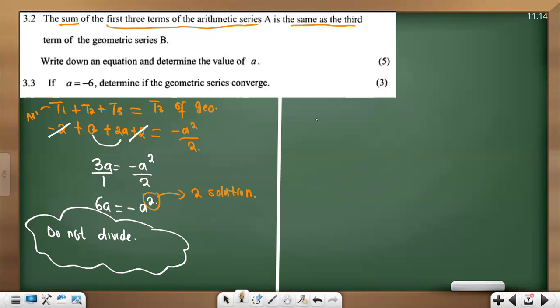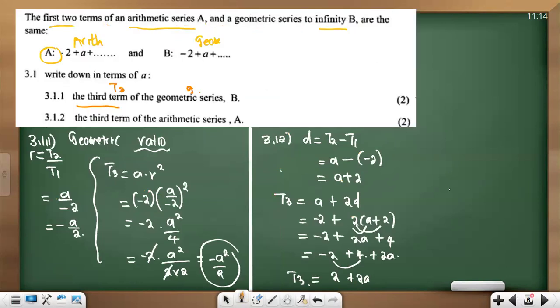I'm going to have 6a plus a squared equals 0. I can take a as a common factor. I hope you see my maths. So a equals 0 or a equals -6. But check something. A cannot be 0. Do you know why? I cannot have 0 as a ratio. Check our ratio here. If A is 0, I'm going to have 0 divided by -2. I cannot have a ratio being 0.